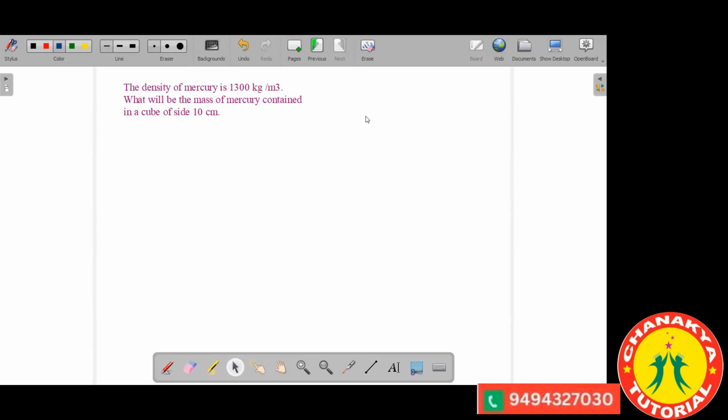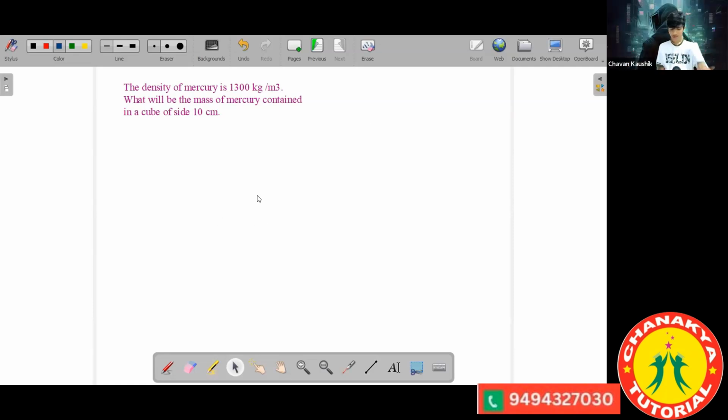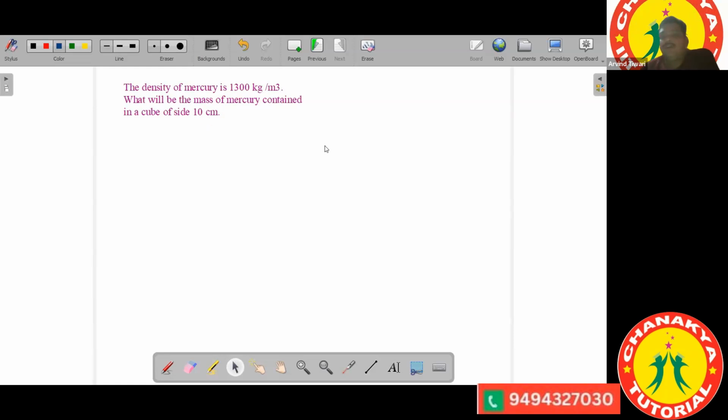Sir, is the mass 1.3 kg? Yeah, sir, I got the same, 1.3 kg. Okay, so the mass would be 1.3 kg. Yes. In a cube of size 10 centimeter, it will have a mass of 1.3 kg. Right.